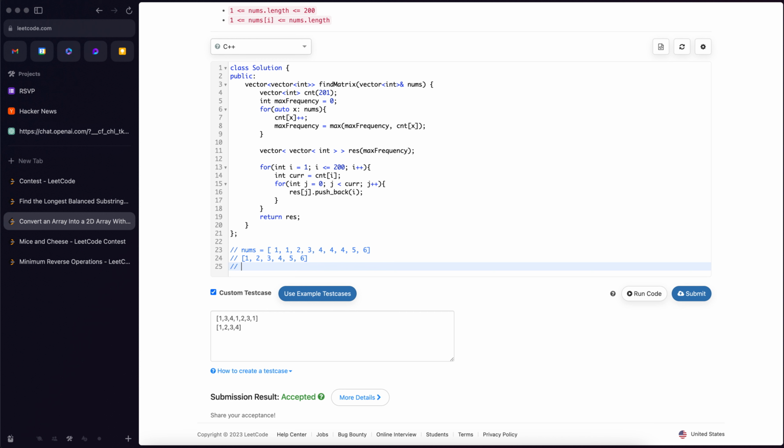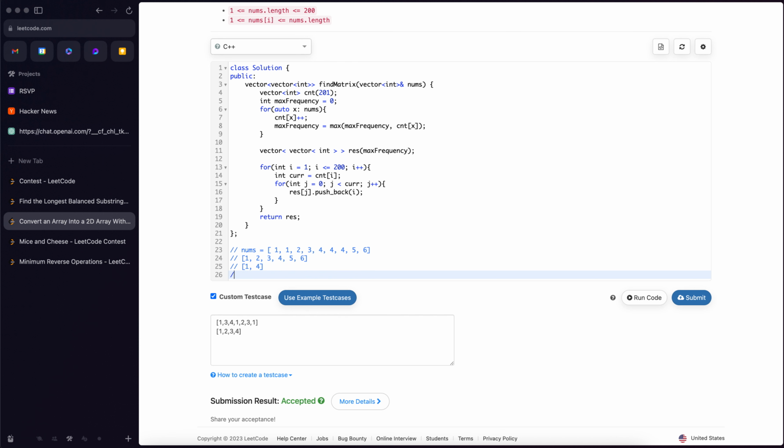Now the second row would be, there is one left, this one is left. 1 and 2 we have already kept, 3 we have already used, and there are 3 4s, we have only kept 1 4, so we'll keep 1 4 here, and 5 and 6 again we have kept. Now again we are left with 1 4.